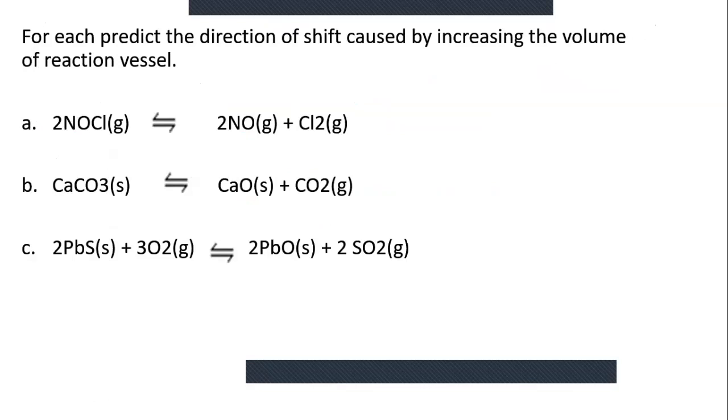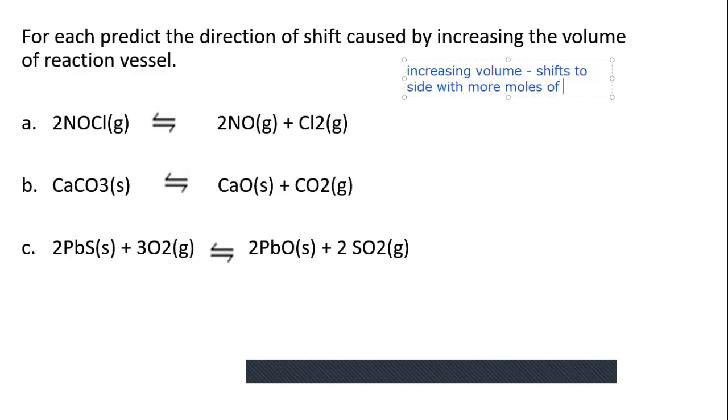So here we want to know which way will equilibrium shift by increasing the volume of the reaction vessel. So if we're increasing the volume, it shifts to the side with more moles of gas. So what we're looking for in each one of these is which side of the equation has more moles of gas. That's the side it's going to shift to.